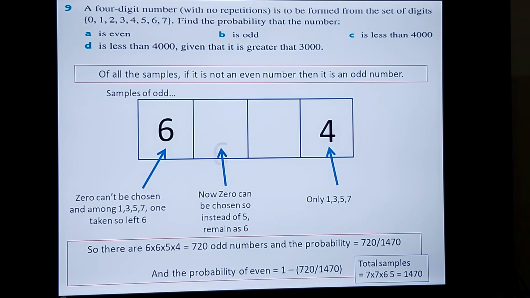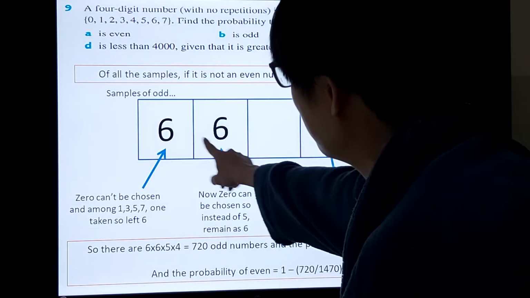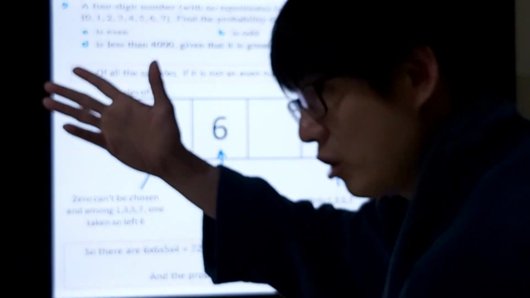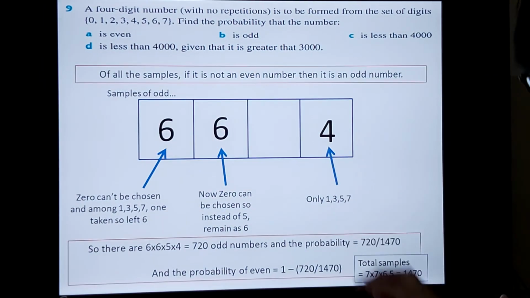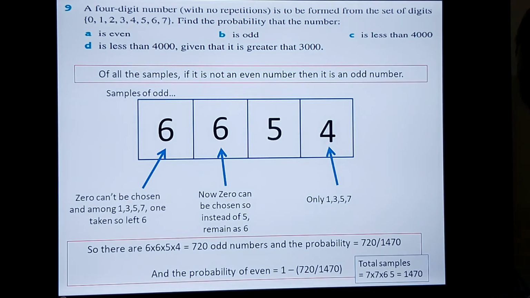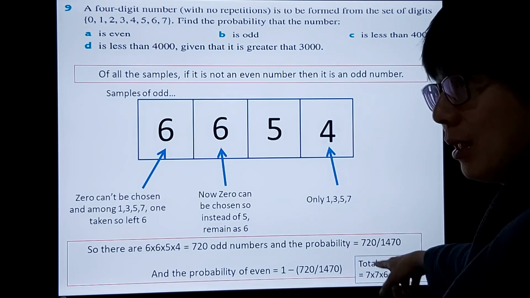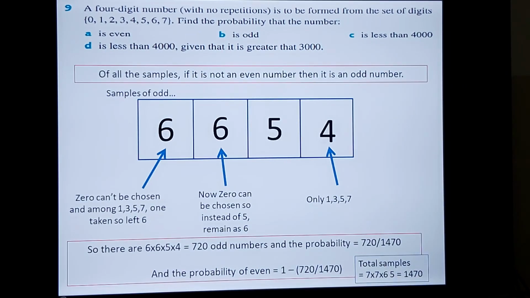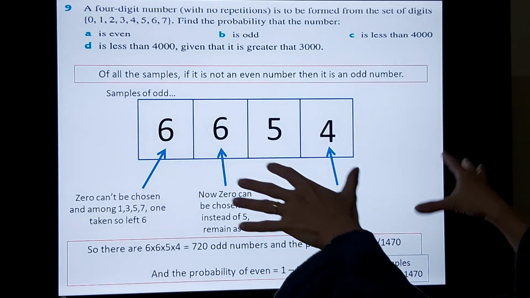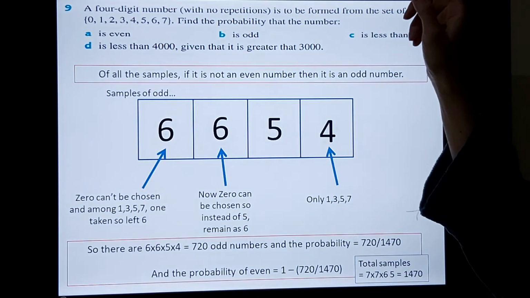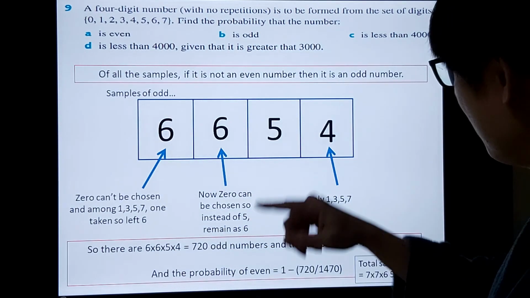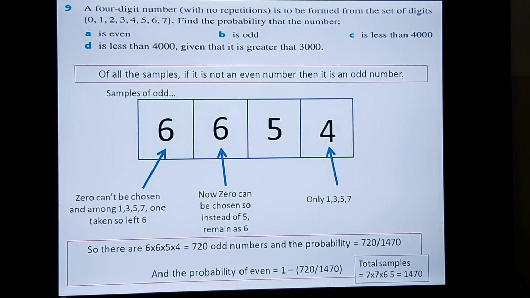So 6 then. Why is it still 6? Because 0 can be included over here. So I lost 1 more digit, but I gained 0 as a possibility. So 6, then 5. So this will be the sample size for odd numbers, which is 720. Then you divide by the total sample size, 1470, and you get the probability of an odd number. So for an even number it is 1 minus this value. So either way you can solve A and B at the same time.